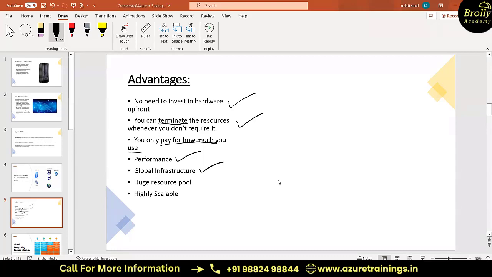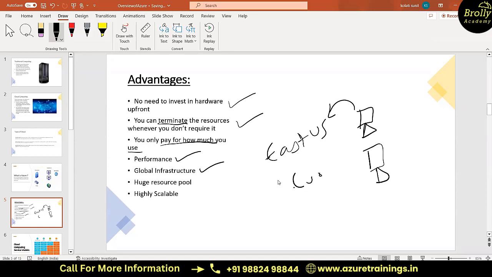We can create our virtual machines or storage, whatever it may be, at any location wherever we want. I can create a virtual machine in East US. If I have customers or clients in East US, they can use a virtual machine in that location. Similarly, if I have customers in Europe, I can simply create a VM in Europe. So that's called global infrastructure.